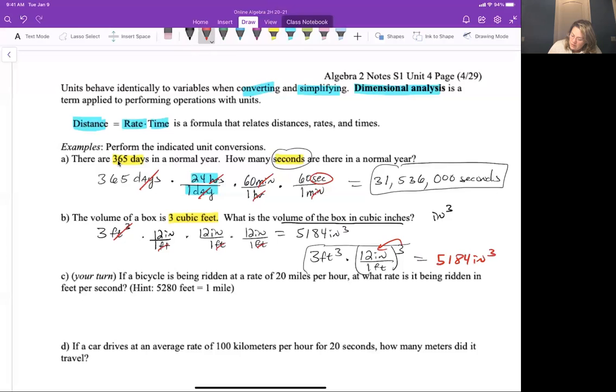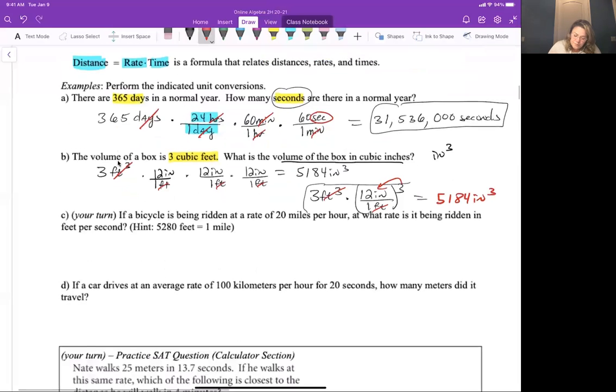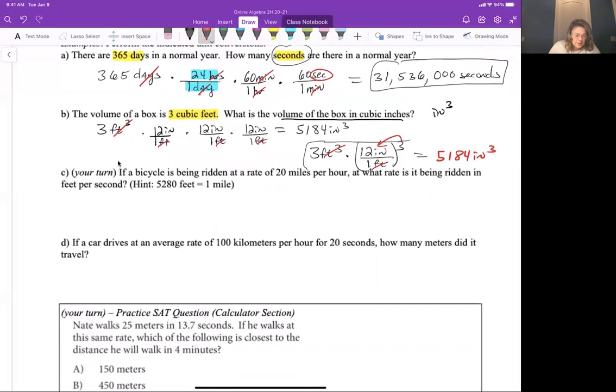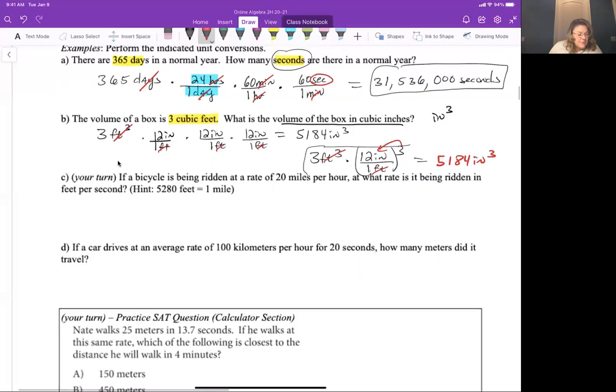And when you are canceling, you'll see that I have feet cubed on the bottom, inches cubed on top. If the bicycle has been ridden at an average rate of, oops, I'm on the wrong one here. If the bicycle has been ridden at a rate of 20 miles per hour, at what rate is it being ridden in feet per second?